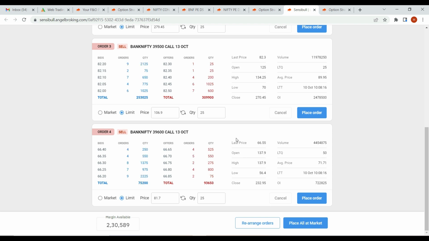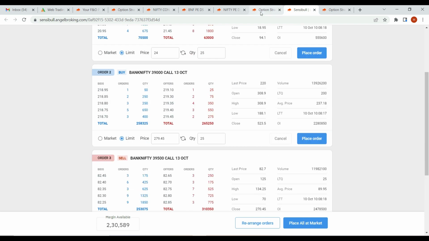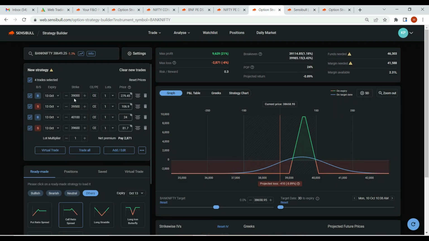So with a single click you will be able to execute all the orders, rather than going to Zerodha, finding this strike, adding this strike, adding this strike, adding this strike, or else going to basket orders. Yeah, just leave it. I'll leave it to you.